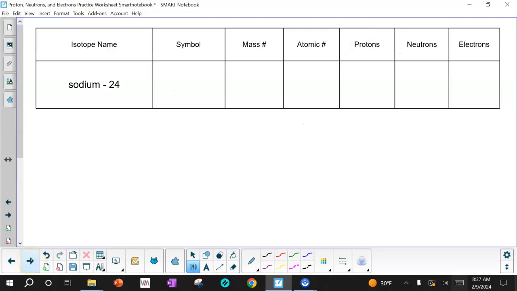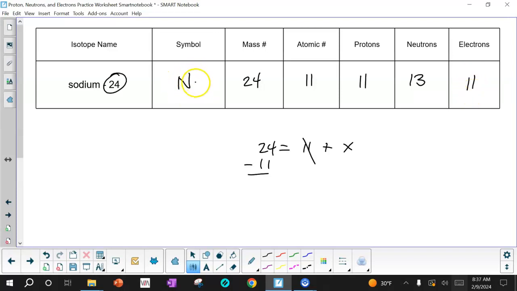Okay, for the next one, sodium-24. I have to use my periodic table to find sodium. There it is, and I notice its atomic number is 11. That means I have 11 protons. This number 24 is the mass of that specific isotope, and so we know that protons and neutrons add up to be the mass. So if I know the mass, and here's the protons, here's the neutrons, how do I solve? Subtract, right? So 24 minus 11, that means I have 13 neutrons. Because there's nothing telling me this thing has a charge, I'm going to assume that the electrons and the protons are the same. The symbol for sodium is Na, 24, and 11.